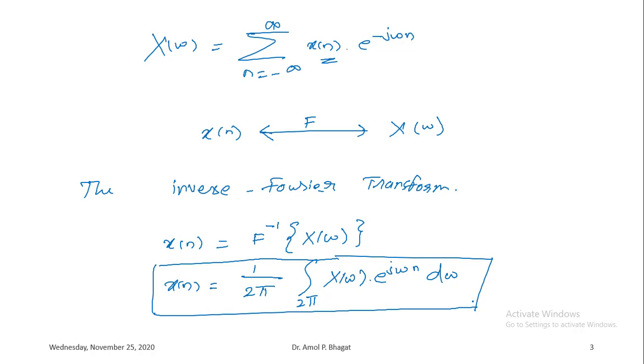X of omega is basically periodic with period 2 pi. So any interval of length 2 pi is sufficient for the specification of this Fourier spectrum, or signal spectrum. Therefore it has been indicated as 2 pi. The lower and upper limits of this integration have not been indicated here, so you can take any interval of 2 pi to specify this signal X of omega.